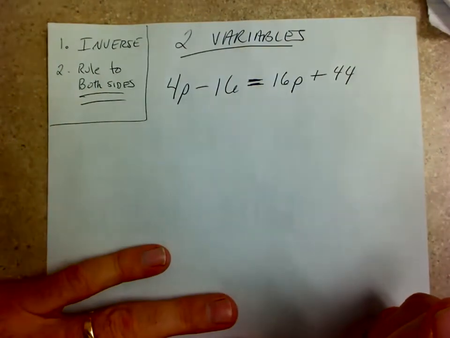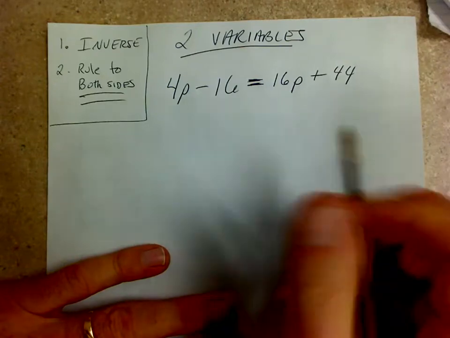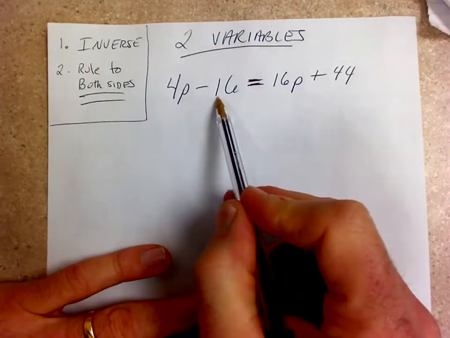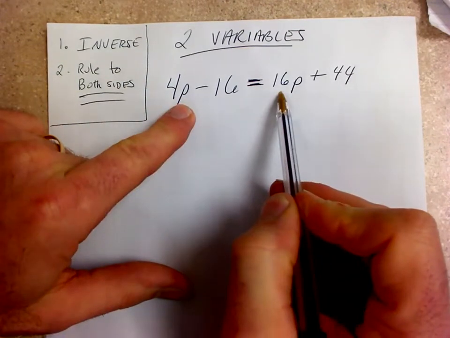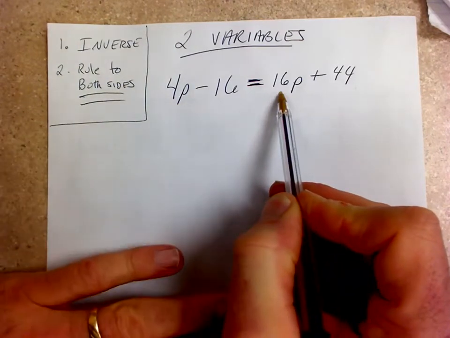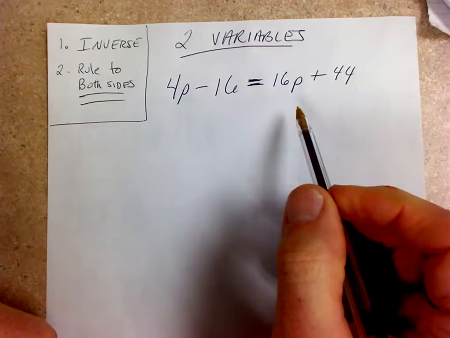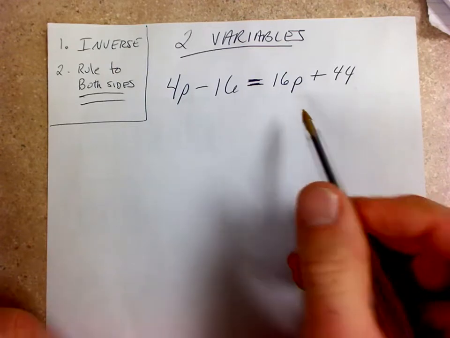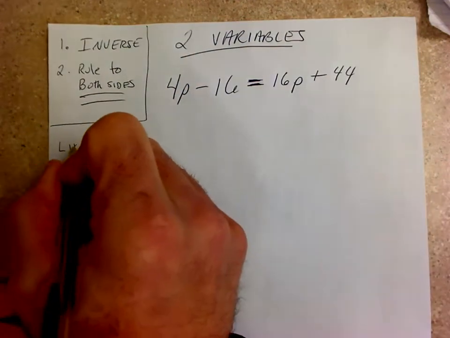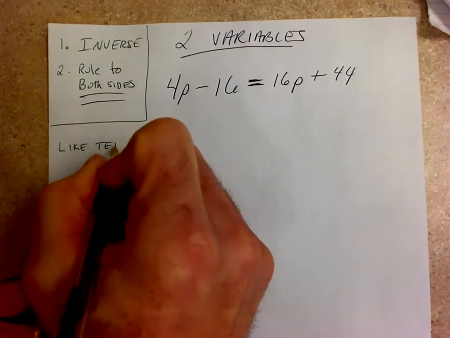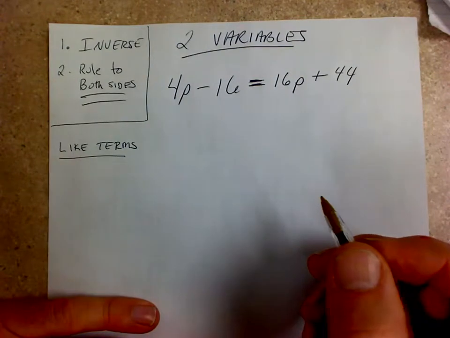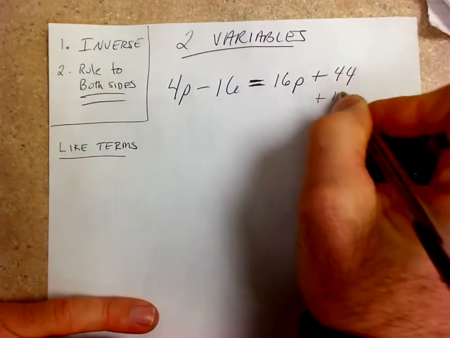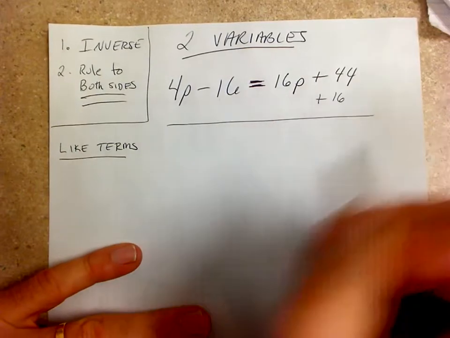So again, we start off looking for like terms. We've got a couple options here. We've got 16 and 44, and we also have our variable terms that we could start with. Remember, as we discussed in class today, it does not matter which set of like terms you start with, as long as we take care of like terms first. Like terms first. So I see a minus 16, so I'm going to choose to start with plus 16.